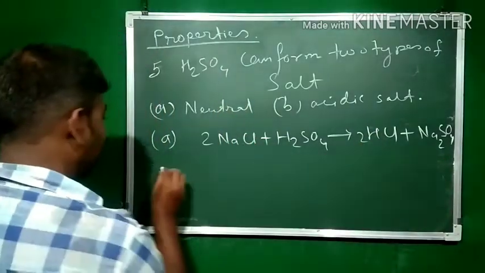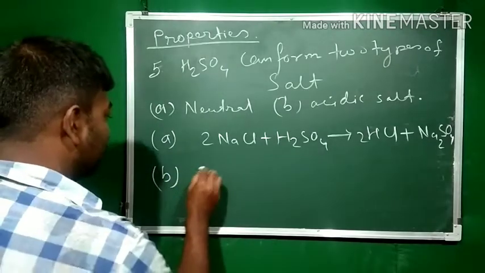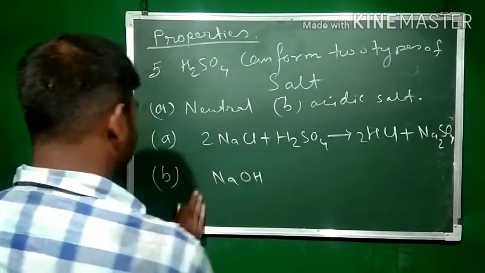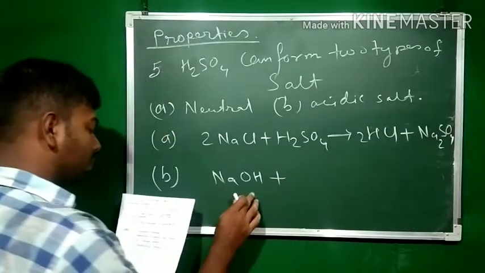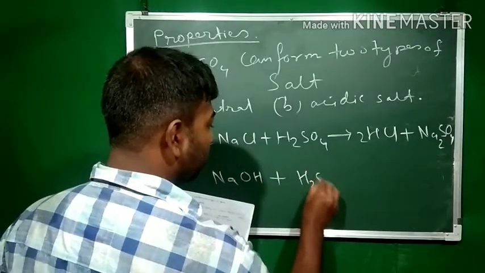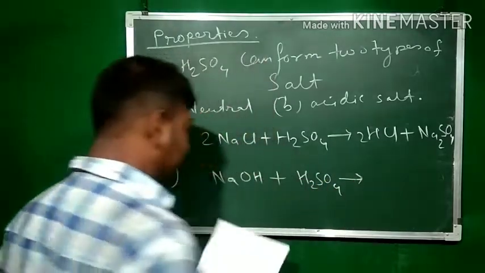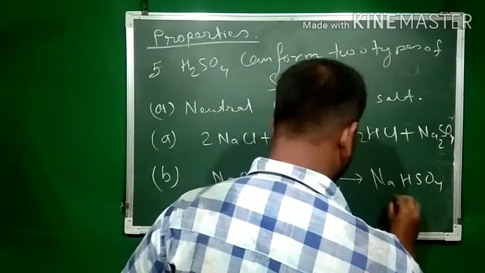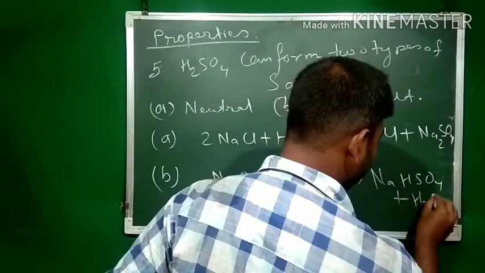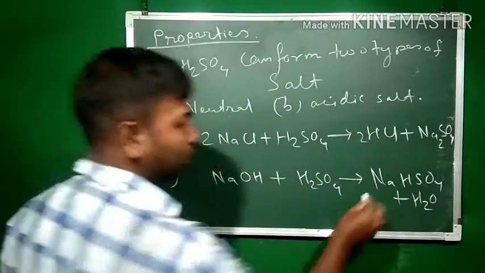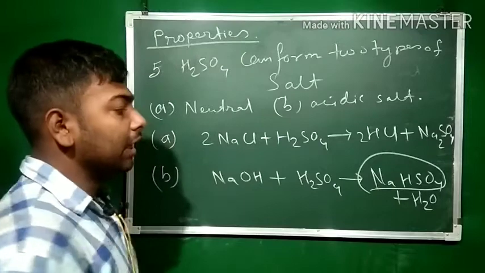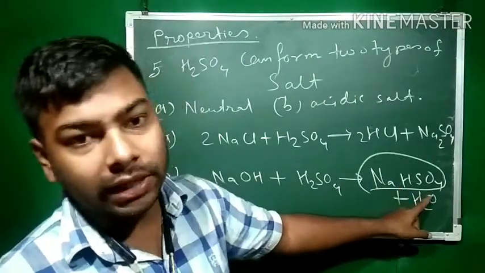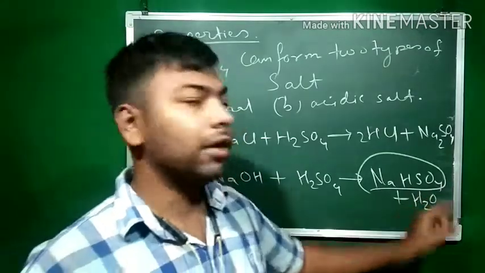But when 1 mole of sodium hydroxide reacts with 1 mole of sulfuric acid, then it produces a different type of salt, NaHSO4 plus H2O. Now see this one. This is a salt. Name of this salt is sodium hydrogen sulfate. In some cases it is written as sodium bisulfate.